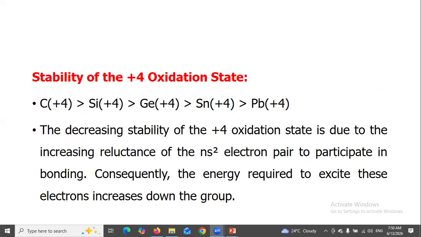Stability of the +4 oxidation state: carbon, silicon, germanium, tin, and lead. The decreasing stability of the +4 oxidation state is due to the increasing reluctance of the ns2 electron pair to participate in bonding. Consequently, the energy required to excite these electrons increases down the group.